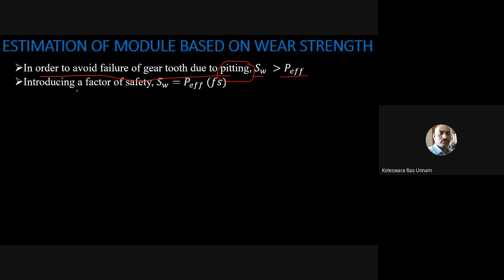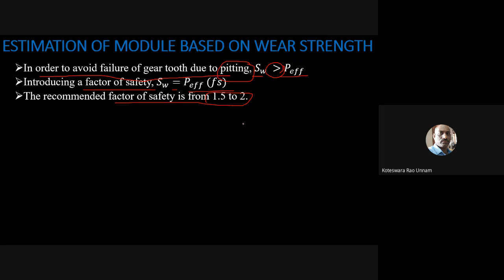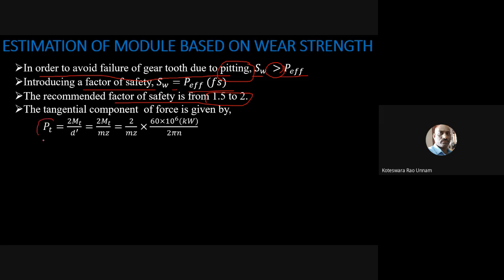Then, similar to the beam strength, here also we consider the factor of safety. If the greater than symbol is replaced by an equal to sign, SW should be equal to P effective into Fs. A recommended factor of safety here is again 1.5 to 2. The same thing we did in case of beam strength is repeated. First we write an expression for PT in terms of power transmitted, number of teeth and module of the gear or pinion. Then we find the P effective expression. It is the same as what we did in case of beam strength.